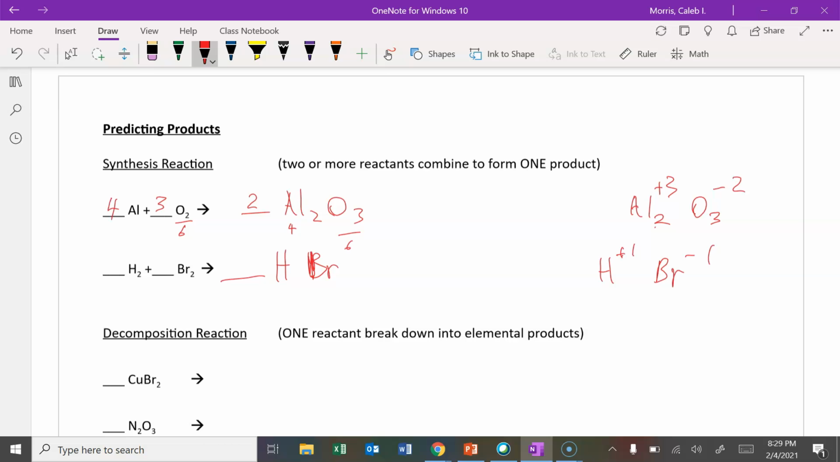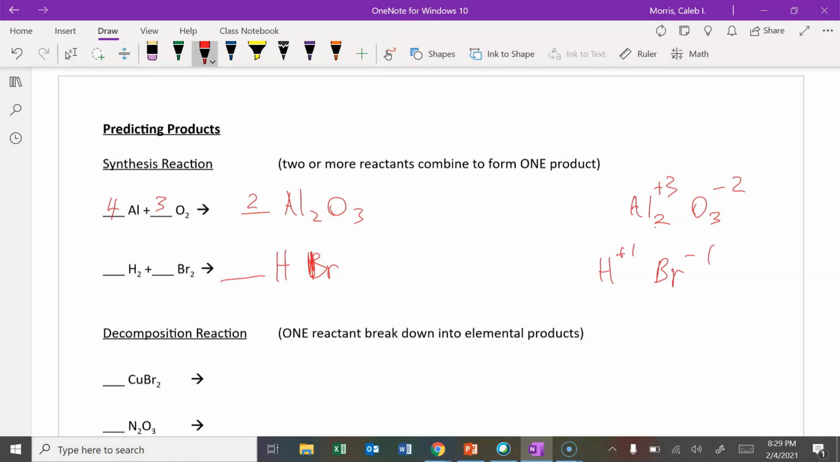Now if you had started by balancing aluminum first, you would have put a 2, and you just need to erase that 2 and change it to 4. Just keep track of it as you change numbers. So our balanced equation is 4Al plus 3O2 yields 2Al2O3. There we go. All right, and looking at the next one, H2 and Br2 yields HBr.